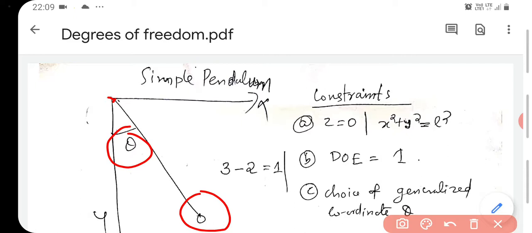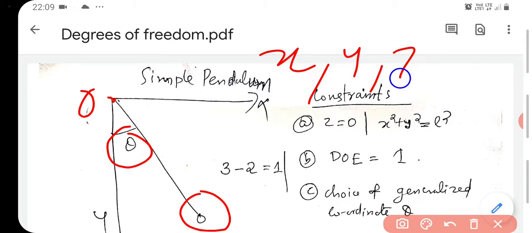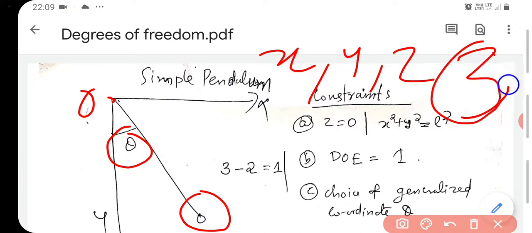If we consider the bob as a particle, and it is not attached to the fixed point O, if it is free, it has 3 degrees of freedom because it has coordinates x, y, z. It can move freely in the x, y, z directions. Independent variation of x, y, z is possible, and we say it has 3 degrees of freedom.